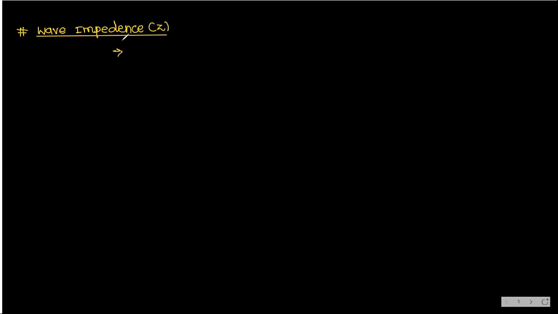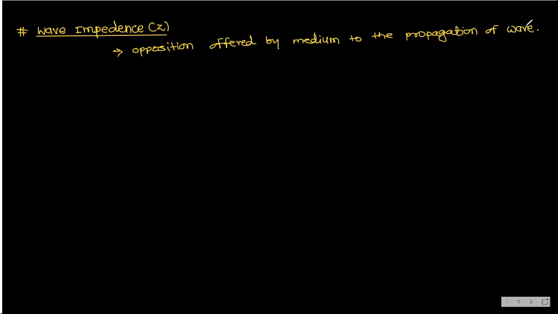In AC, we have learned impedance means what? Resistance offered by components to alternating current. Similarly, here wave impedance means what? The opposition offered by the medium to the propagation of wave is called wave impedance. Opposition offered by the medium to the propagation of wave is called wave impedance.